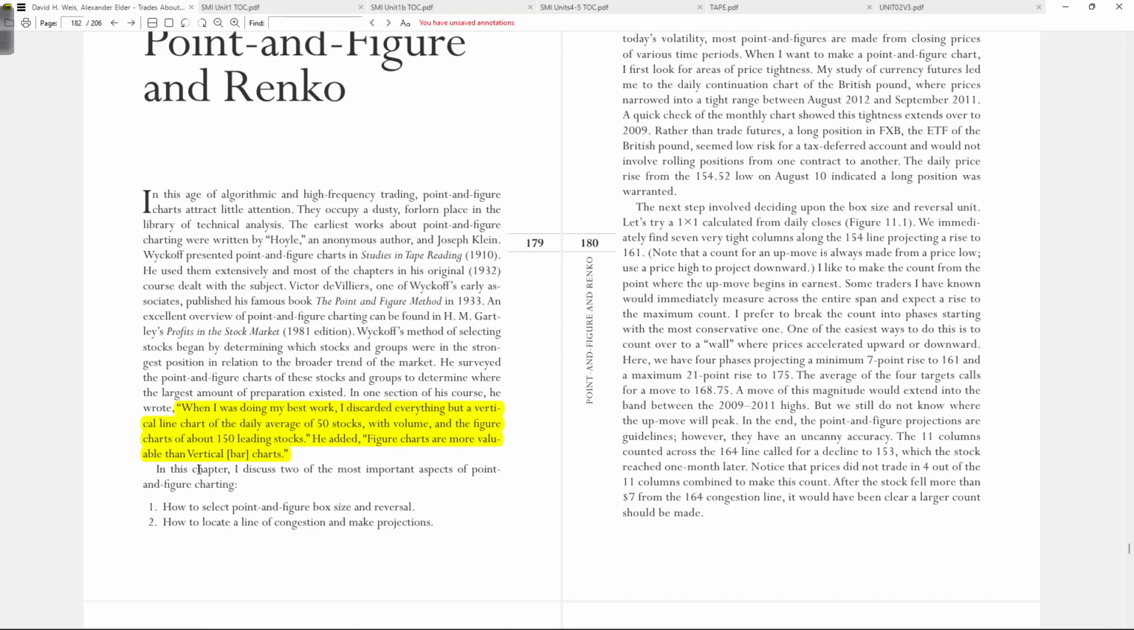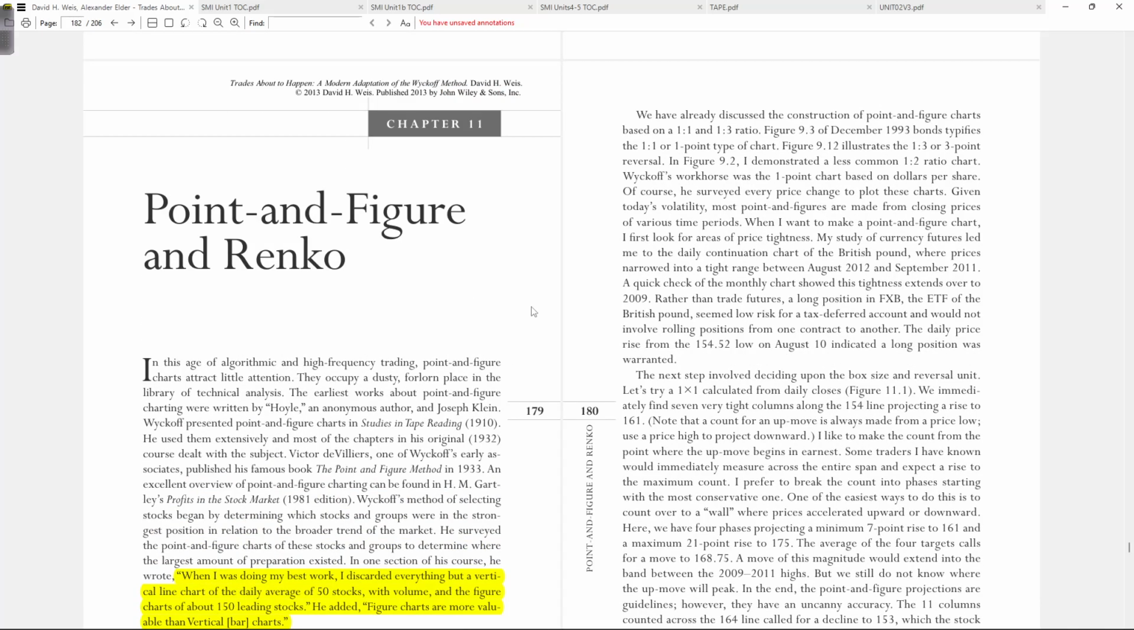Okay. So in this chapter, I discuss two of the most important aspects of point and figure charting. First one is how to select point and figure box size and reversal. And second one is how to locate a line of congestion and make projections.